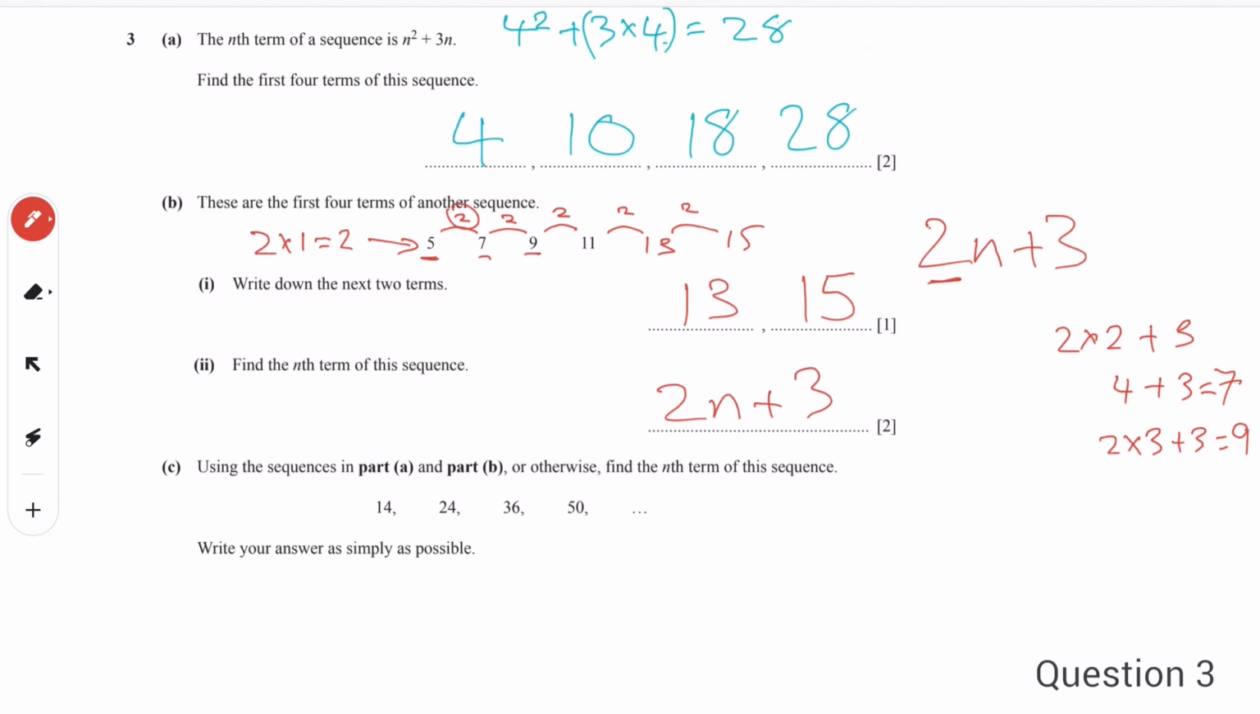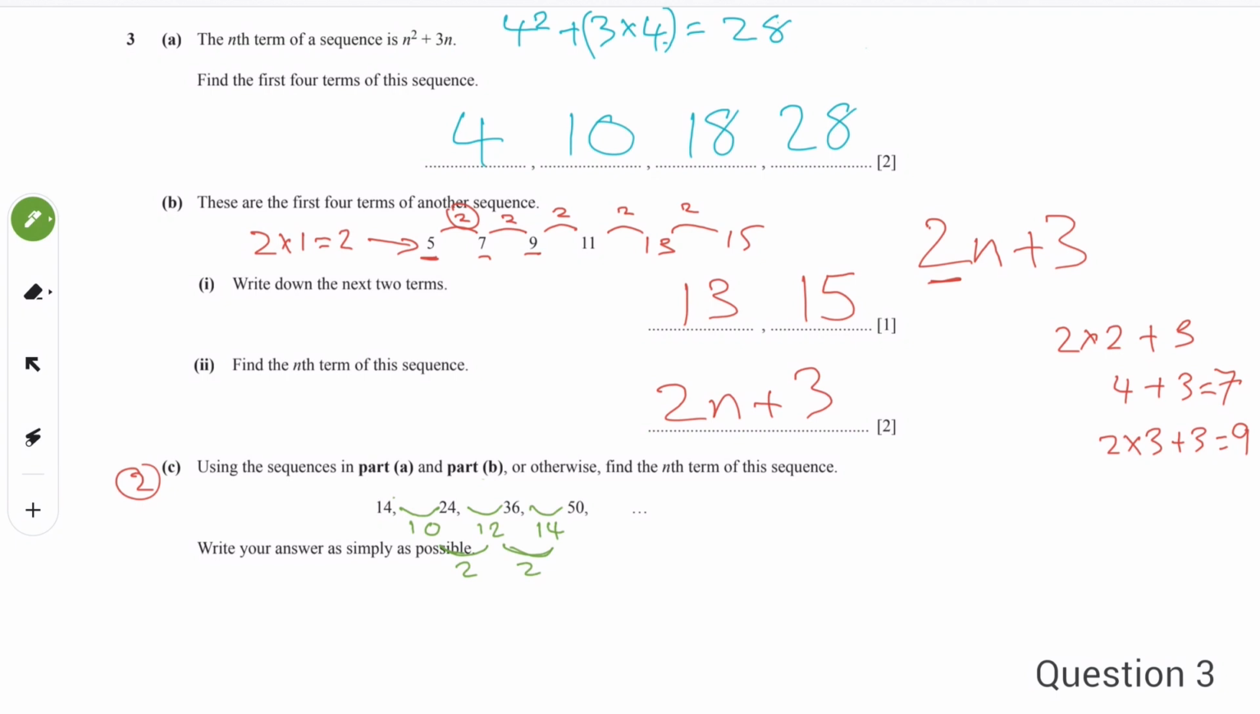Now then, of course, we've got quite an obscure one. But this obscure one is only worth 2 marks. Using the sequence in part A and part B, or otherwise, find the nth term in the sequence. So if we say the difference between 14 and 24 is 10, between 24 and 36 is 12, between 36 and 50 is 14. You see, this is a non-linear sequence. Well, for a non-linear sequence, if I'm just going to go down here and check the next one, I've got 2 and 2. So this would be a quadratic sequence.